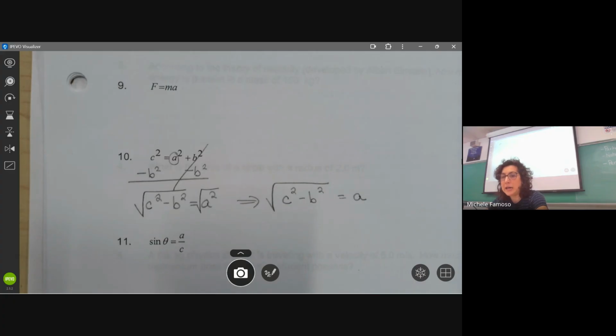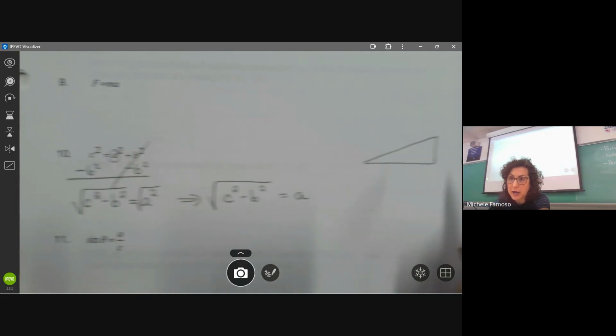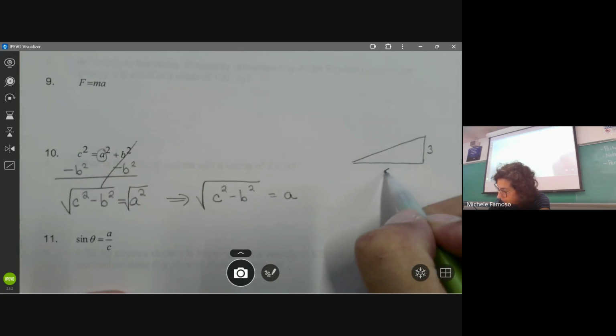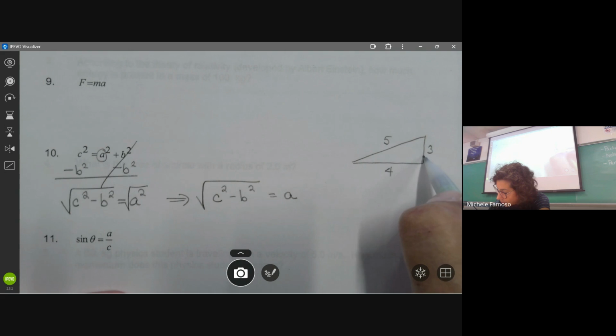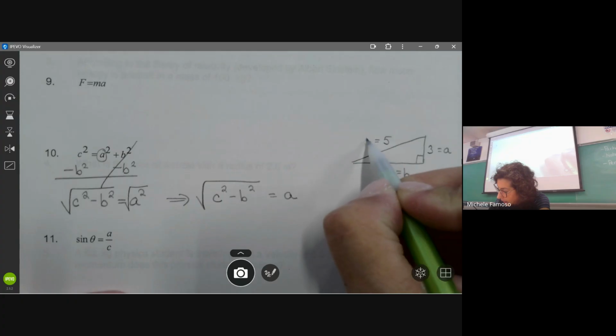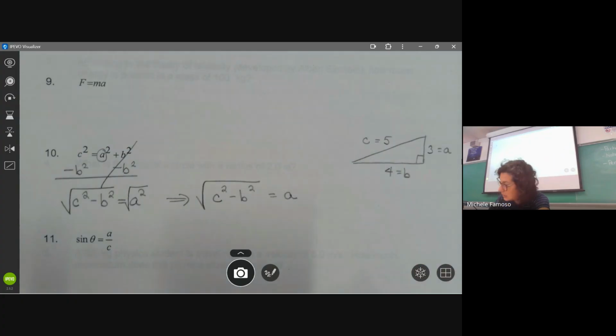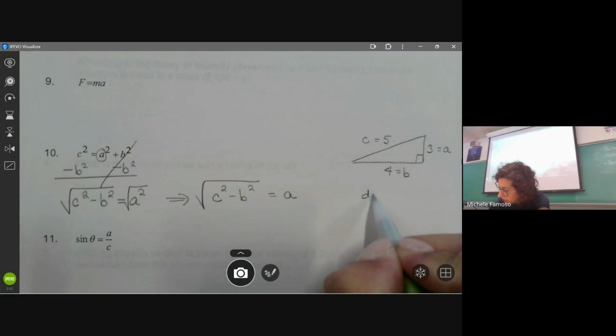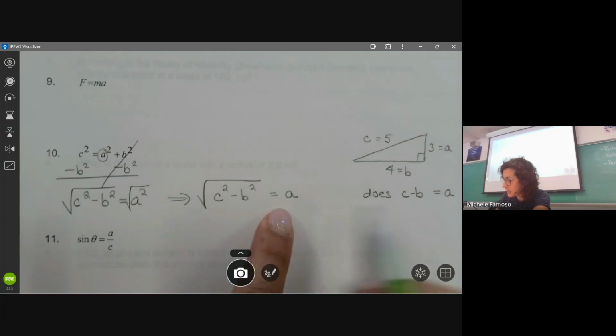Very often, again, I see a lot of kids try to simplify this and say it's c minus b equals a. And let's check to see if that makes sense. This is probably the most common right triangle ever. A 3, 4, 5 right triangle, where this would be side a, that would be side b, and that would be side c. My question is, does c minus b equal a? Is this the same thing?